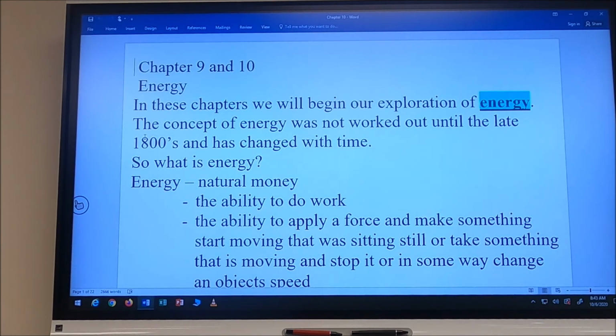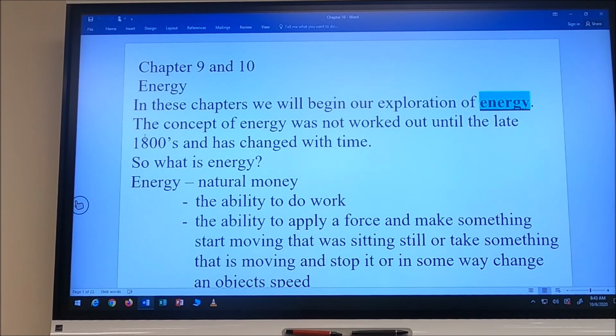Guys, today we are starting chapters 9 and 10. Notice I said 9 and 10, and that's because I have taken these two chapters and blended them together, and I do them as one topic on energy. So that you know what I'm doing, I'm doing a combined 9-10 chapter. Now, in these two chapters, we're going to explore energy.